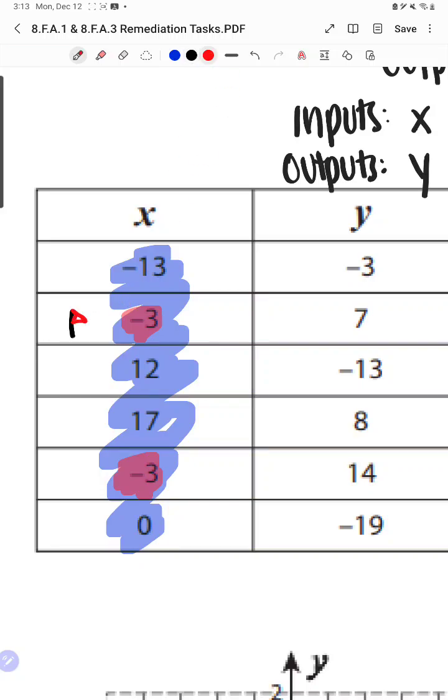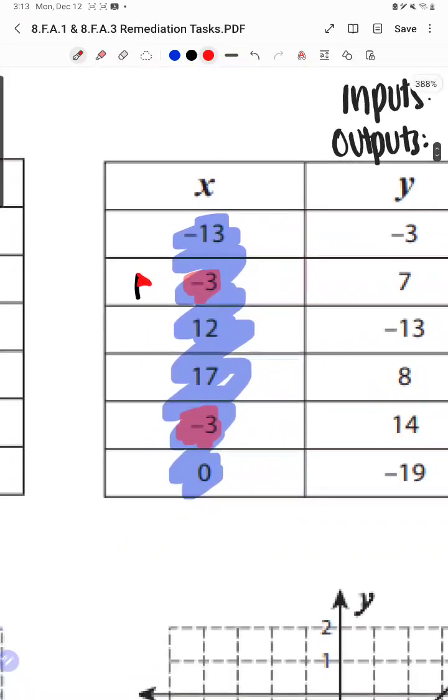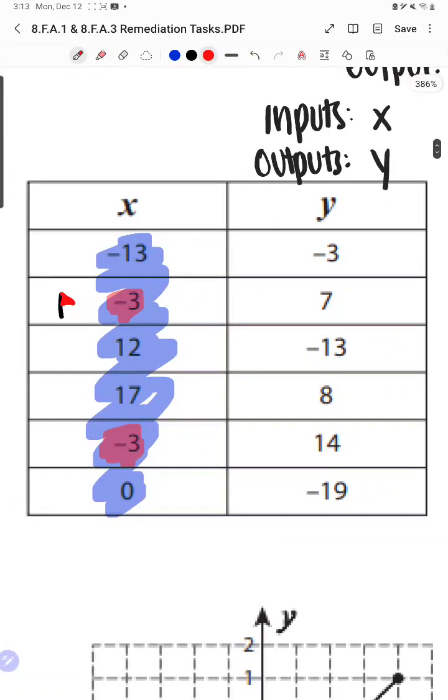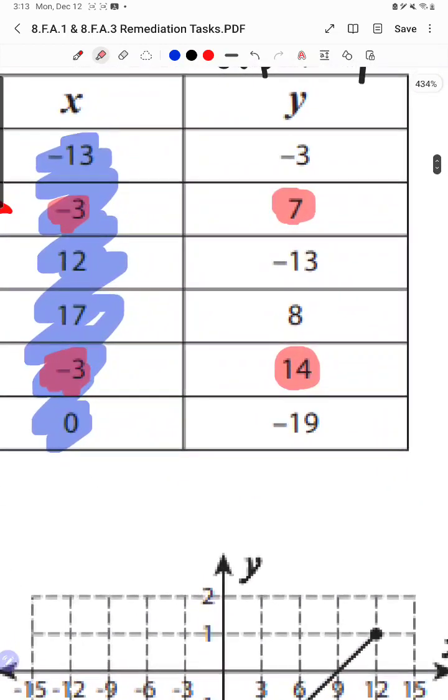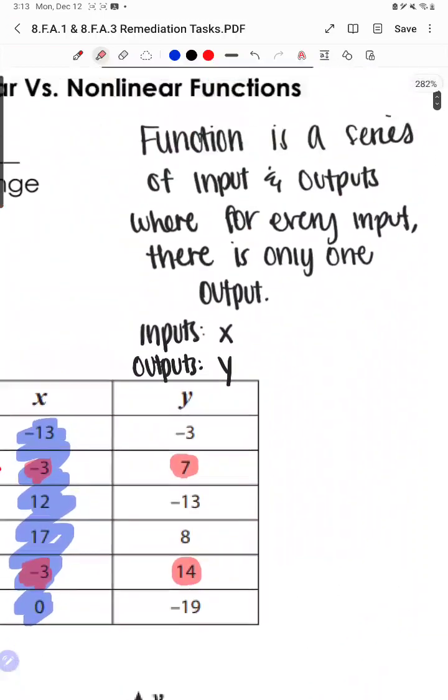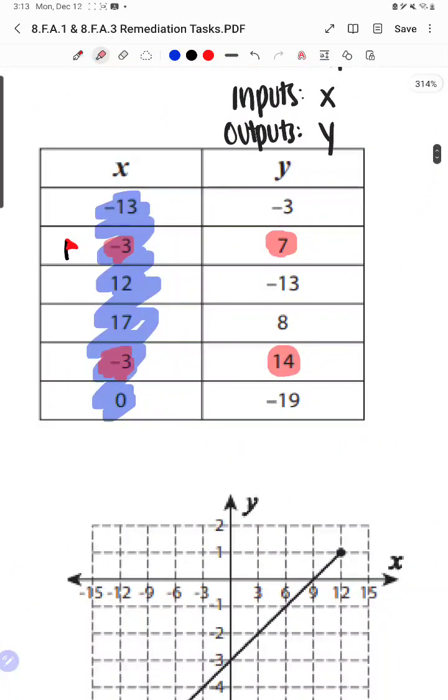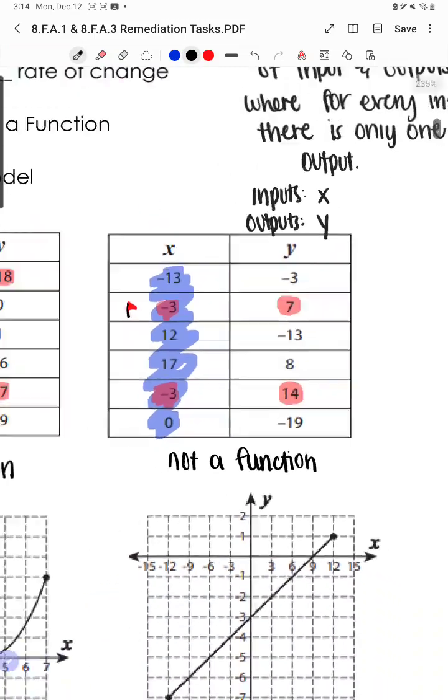Now, this is not a function if these -3's go to different places. So the first -3 goes to 7. So it could still be a function if my second -3 goes to 7. So let's see where it goes. My second -3 goes to 14 right here. So I automatically know that this is not a function because my X value of -3 has 2 different outputs. So this is not a function. So once again, just kind of look at your X values, and if you have more than one, it should raise a red flag, and if your X values are going to 2 different places, then it's not a function.